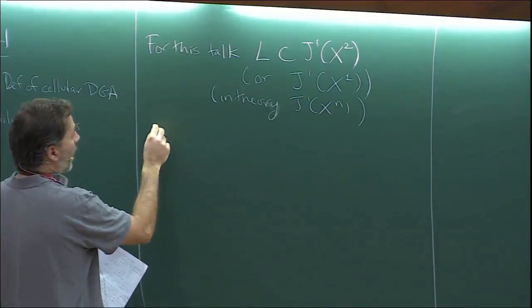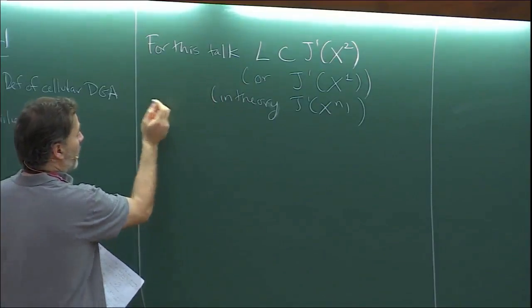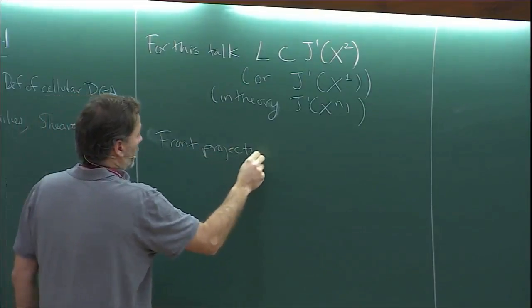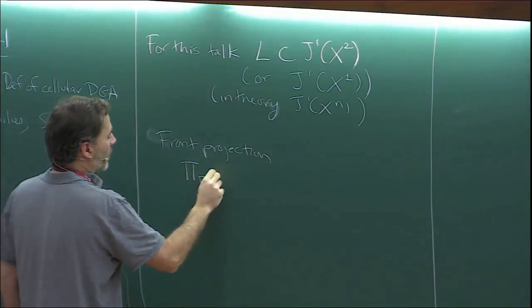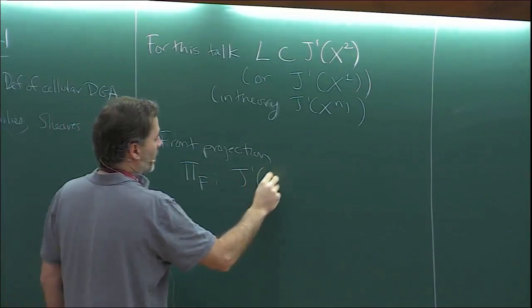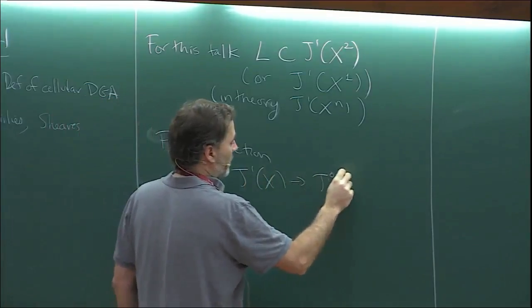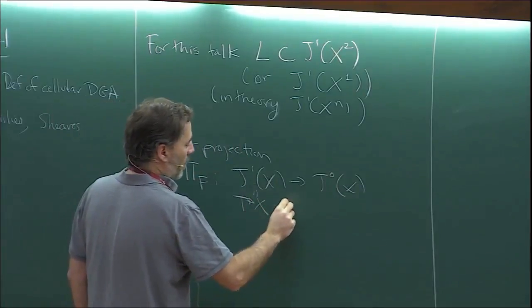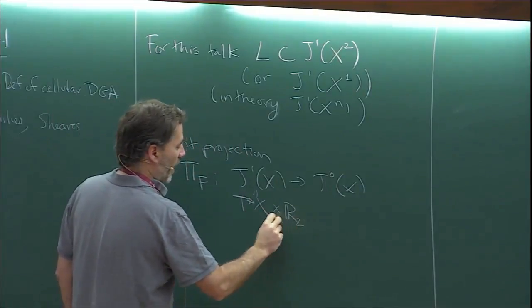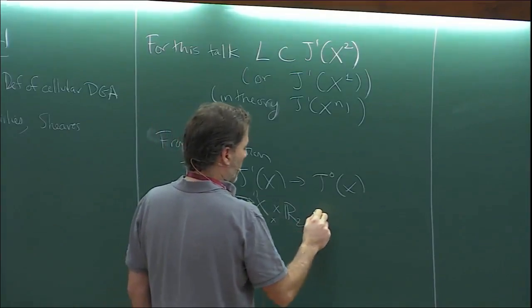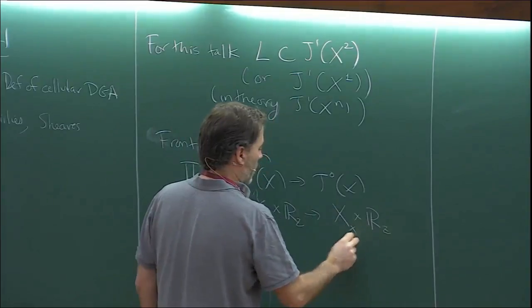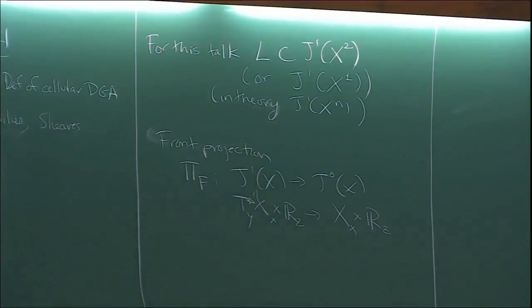Okay, so let's recall. In this case, we have the front projection, which I'm denoting by pi_f. That goes from the 1-jet space of X to the 0-jet space of X. Remember, the 1-jet space of X is the cotangent bundle of X cross R, and my coordinates are z, x, y. And the 0-jet space is just X cross R, so I'm projecting out all the y coordinates, the momenta coordinates.